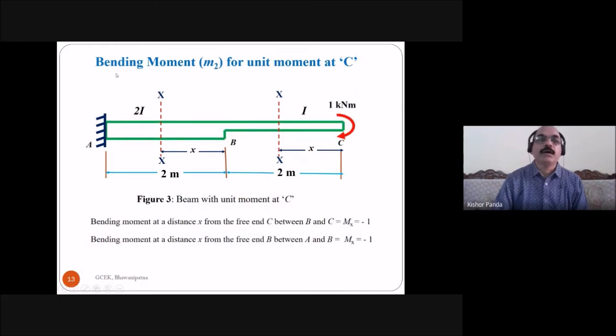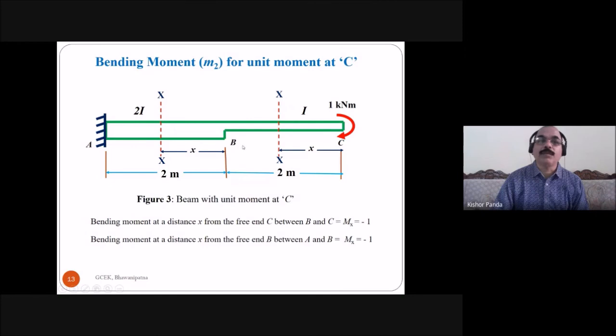Then here, bending moment M2 for unit moment at C. Here you have to apply unit moment at C, and due to this unit moment, you have to find out what is the moment at a distance x from C between B and C, and at a distance x from B between A and B.